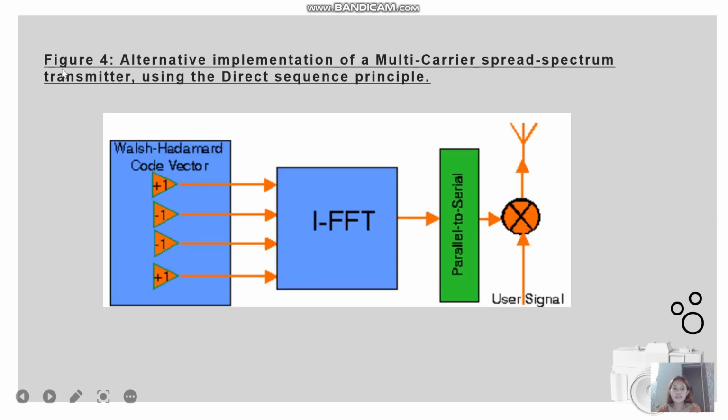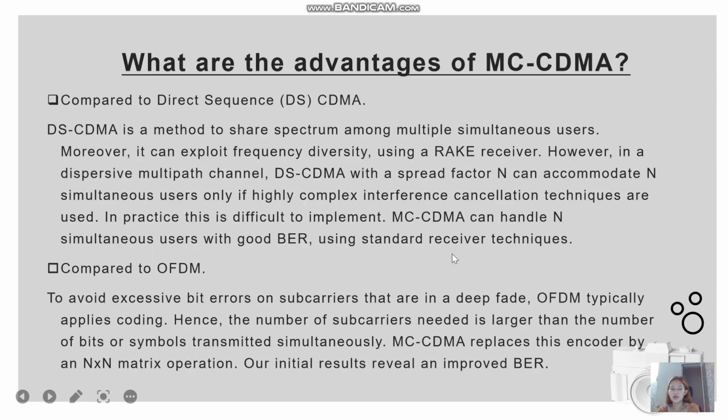And the fourth one is an alternative implementation of a multi-carrier spread spectrum transmitter using the direct sequence principle. This is the last one.